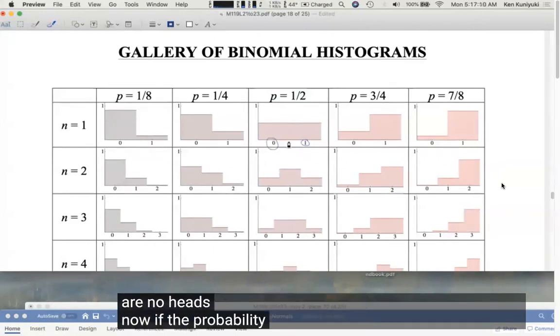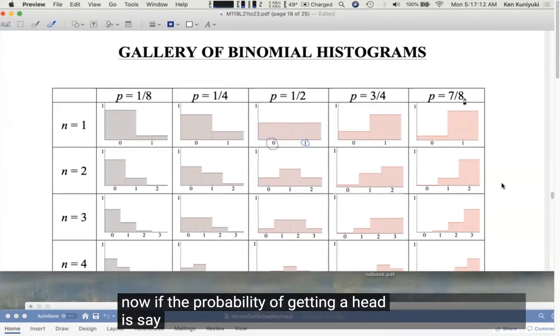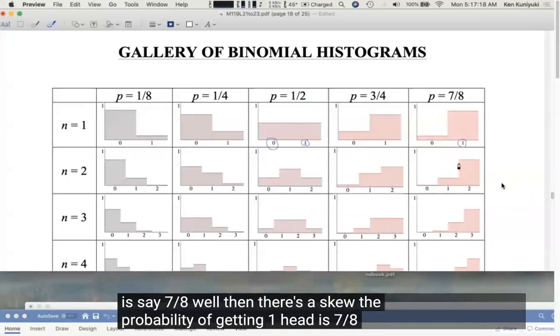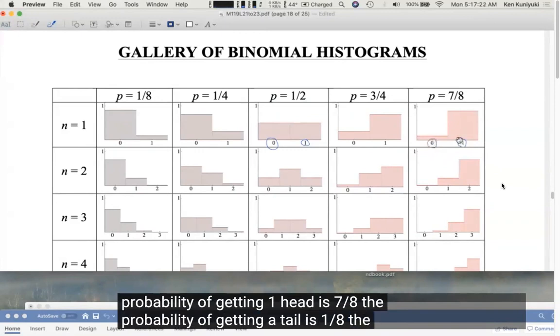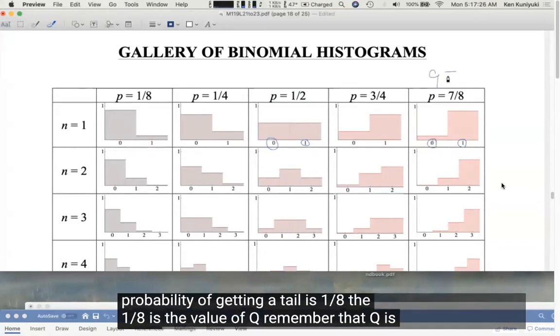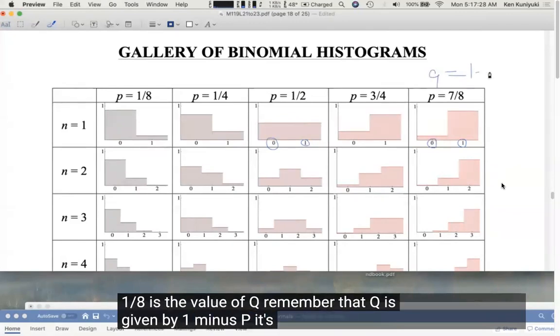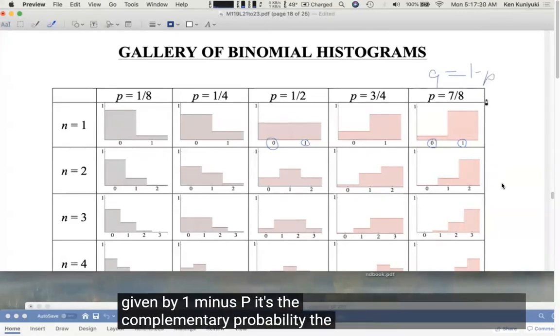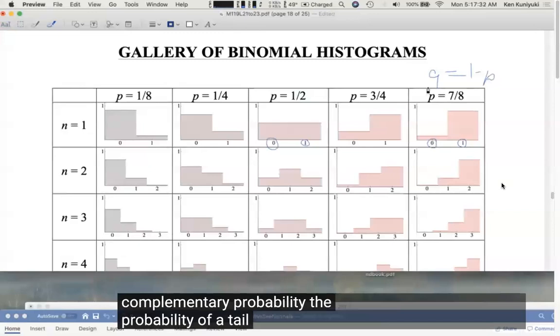Now, if the probability of getting a head is, say, 7/8, well, then there's a skew. The probability of getting one head is 7/8. The probability of getting a tail is 1/8. The 1/8 is the value of q. Remember that q is given by 1 minus p. It's the complementary probability, the probability of a tail.